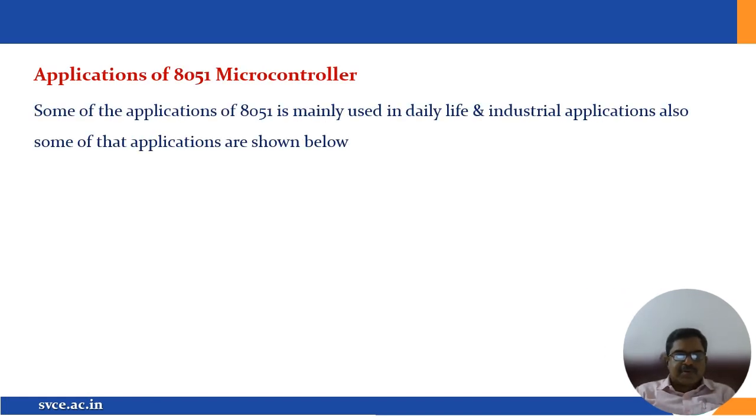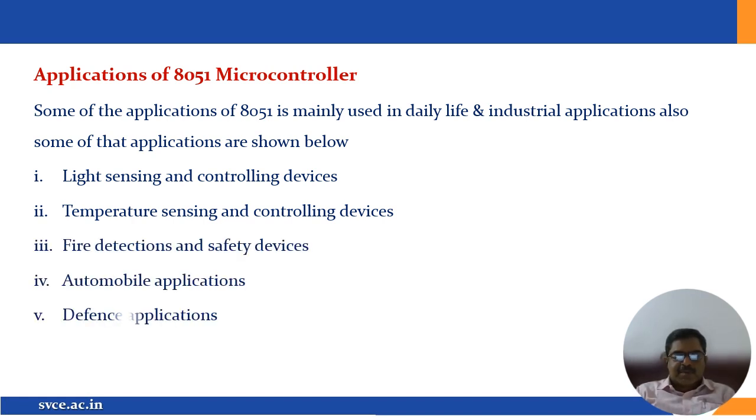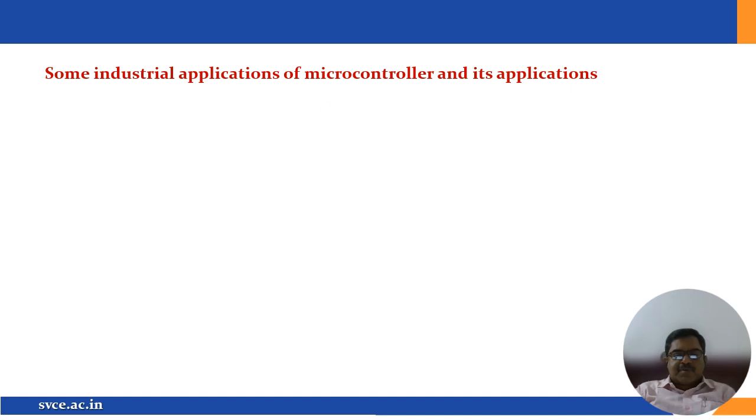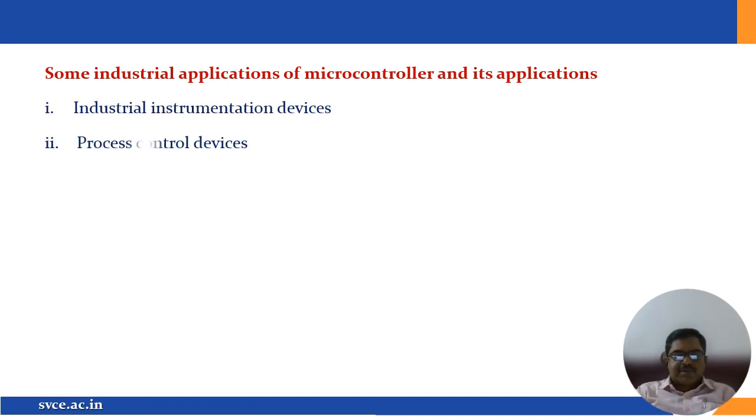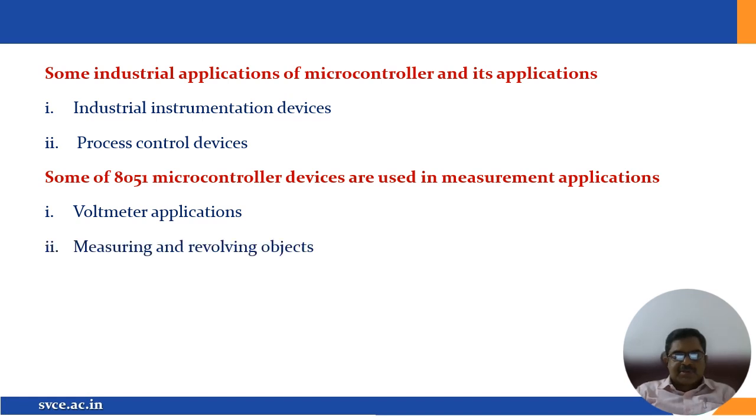Applications of the 8051 microcontroller. The 8051 is mainly used in daily life and industrial applications. Some of the applications shown here are light sensing and controlling devices, temperature sensing and controlling devices, fire detectors and safety devices, automobile applications, and defense applications. Some industrial applications of microcontrollers are industrial instrumentation devices and process control devices. The 8051 is also used in measurement applications, voltmeter applications, measuring revolving objects, current meters, and handheld metering objects.